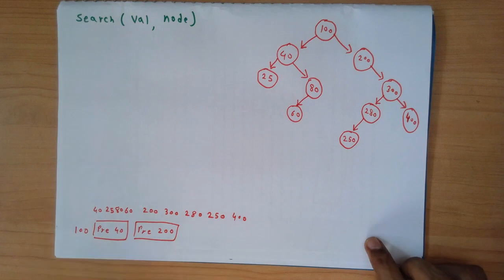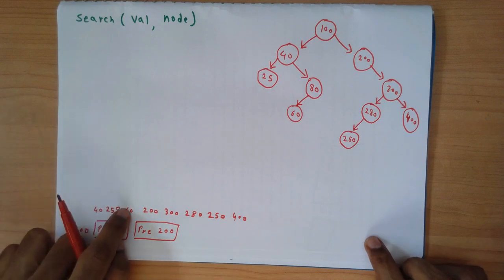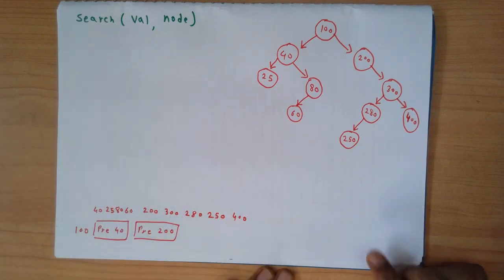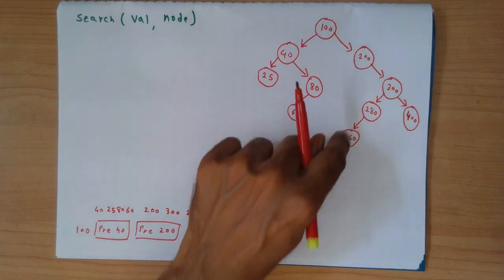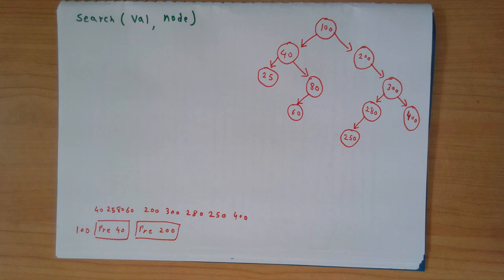Let's count the number of values: 1, 2, 3, 4, 5, 6, 7, 8, 9, 10. And how many values do we have here? 1, 2, 3, 4, 5, 6, 7, 8, 9, 10. So all 10 values are represented here. So that's my pre-order traversal. And I can search for any value.